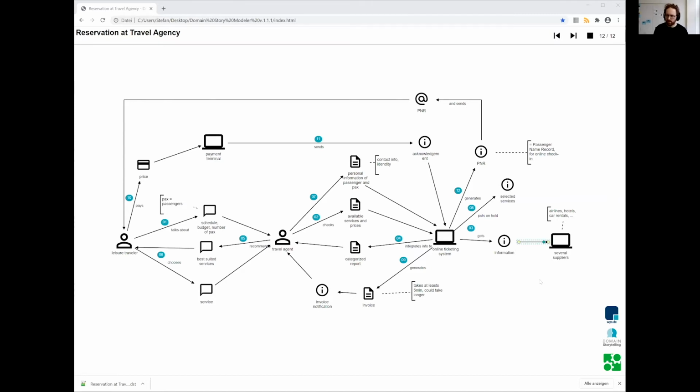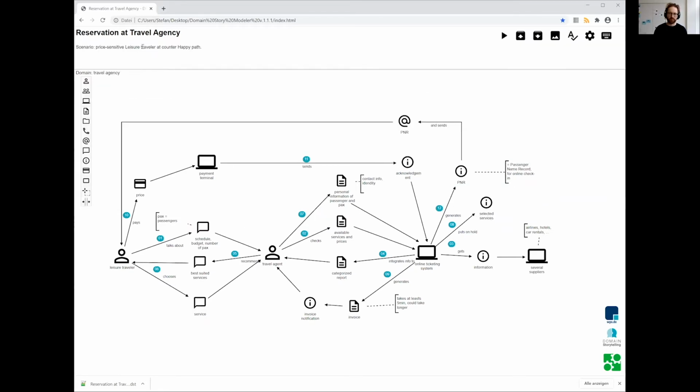And the final ingredient in our language is annotations. So I can have annotations either here directly at a step, or can have them at the top of the story if they concern the whole story. So that's our pictographic language. And with that language, we can build sentences. Sentences like the travel agent checks available prices and services in the online ticketing system. So the idea is that a sentence in the pictographic language reads pretty much like a natural language sentence in your language.